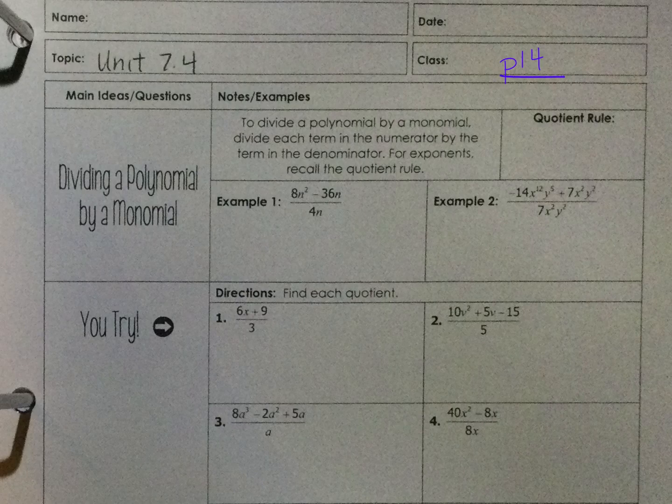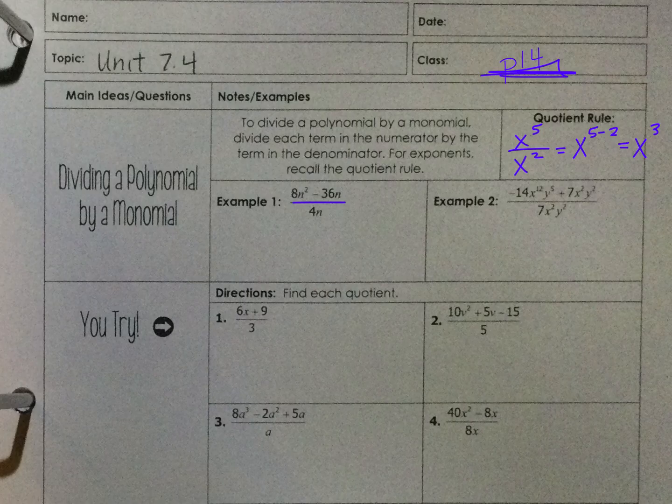All right, this is page 14. We are dividing now instead of multiplying, but we're still going to distribute. Remember that our quotient rule, if I have x to the fifth divided by x squared, it actually means I'm going to do x to the 5 minus 2, so your answer is x to the third.